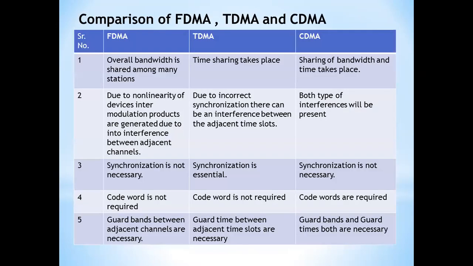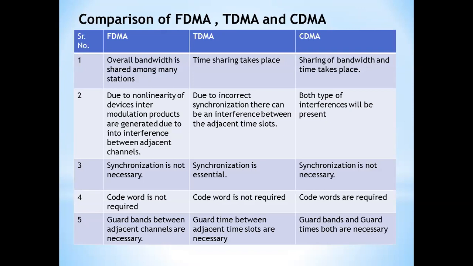And the next point is the comparison of FDMA, TDMA and CDMA. The overall bandwidth is shared among many stations in FDMA. In TDMA, time sharing takes place, and in CDMA, sharing of bandwidth as well as time takes place. Secondly, in FDMA, due to non-linearity of the devices, intermodulation products are generated due to interference of the adjacent channel. In TDMA, due to incorrect synchronization, there can be interference between adjacent time slots, and in CDMA, both types of interference will be present.